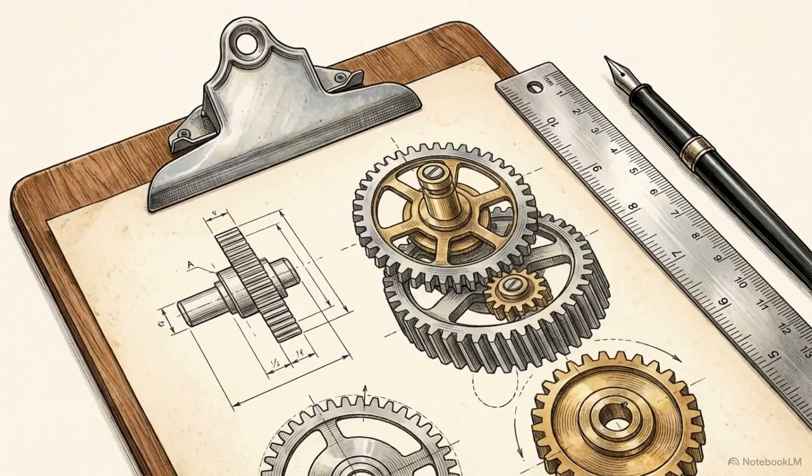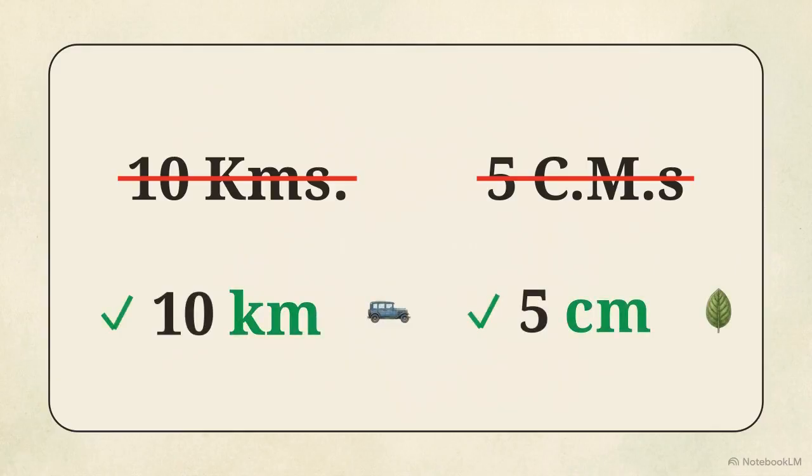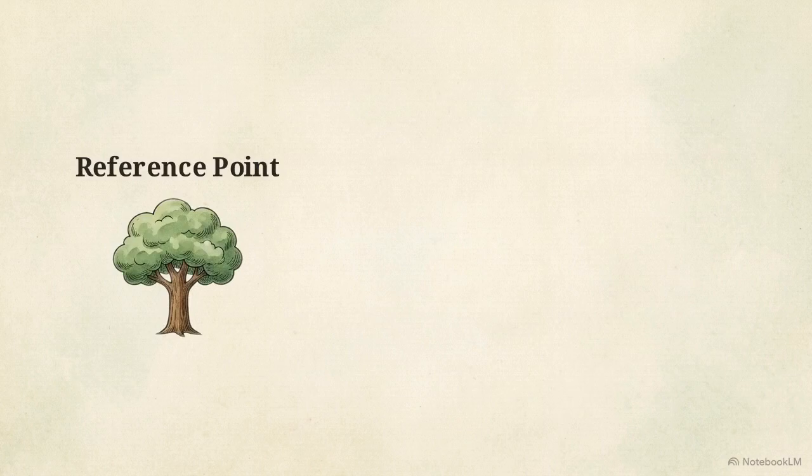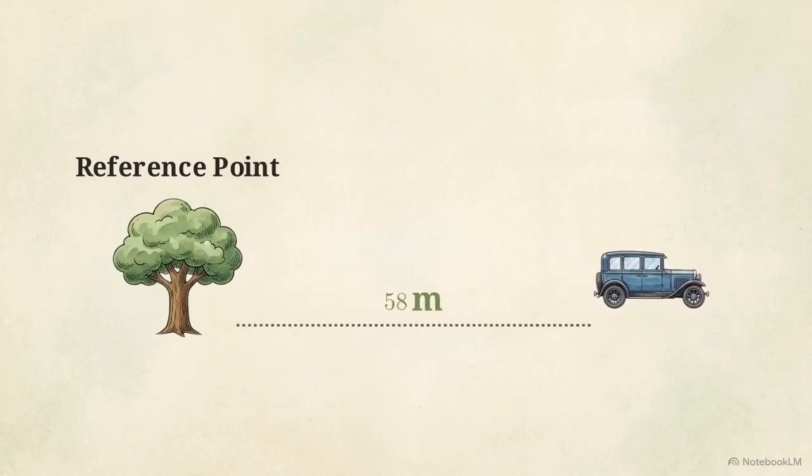To accurately share what we observe about movement, we must use the precise language of scientific measurement. Scientific units follow specific formatting. They are written in lowercase, they are never pluralized with an S, and they do not end with a full stop. 10 kilometers is written as 10, space, and a lowercase km. Correct measurement allows us to define motion. To prove an object has moved, we identify a fixed reference point. We measure the changing distance of the car against the stationary tree to confirm its position is changing over time.